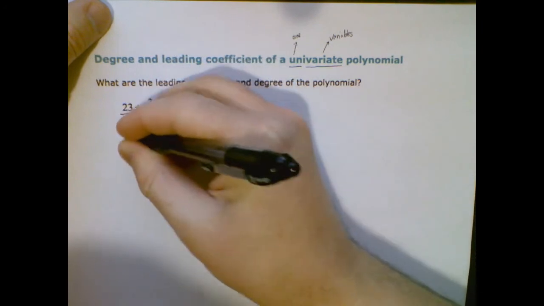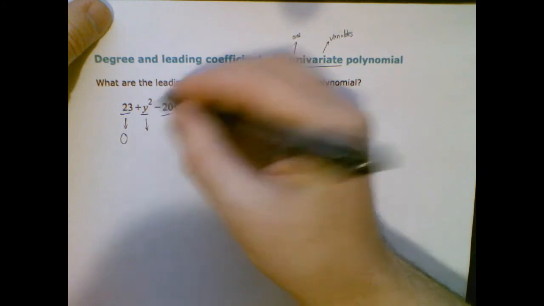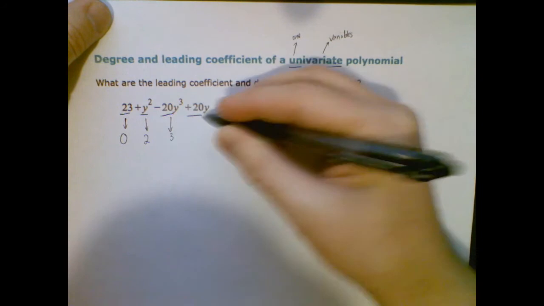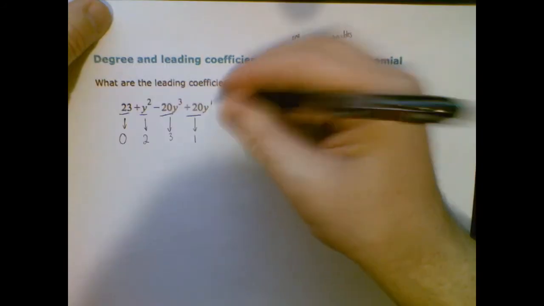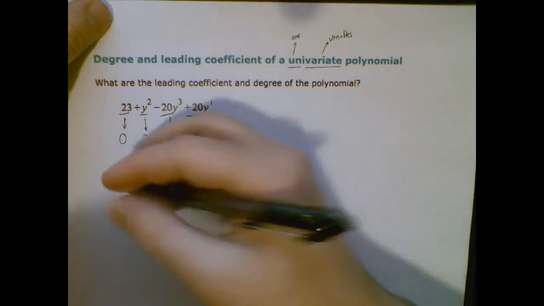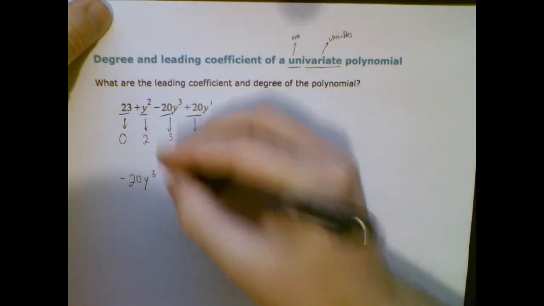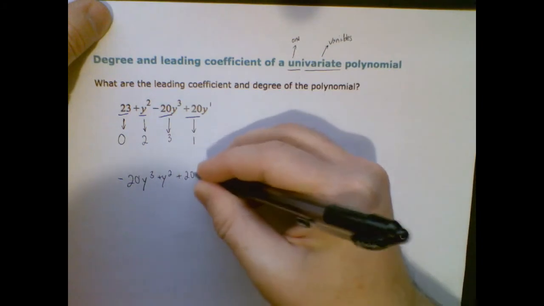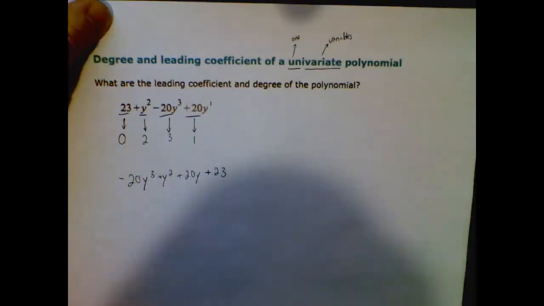Looking at this, my 4 terms all have different degrees. This is a constant, so it has a degree of 0. This is y squared, so we're looking at that exponent there as a 2. This one has an exponent of 3. And this one has an exponent of 1, because it's y to the first. Now that I've labeled that, I just have to put them in order. I'm going to start with the highest one. So negative 20y cubed, plus y squared, because that's degree 2, plus 20y, because it's degree 1, plus 23 for my degree 0.